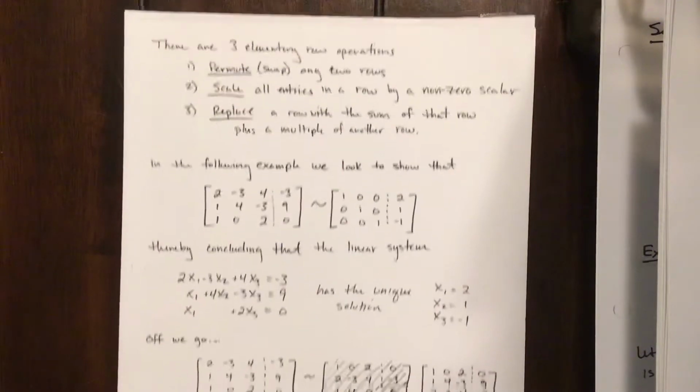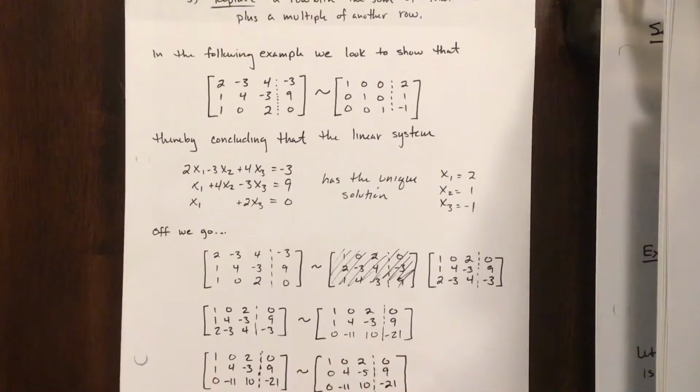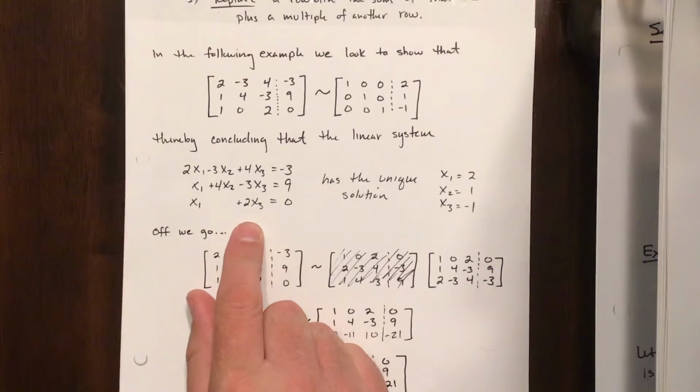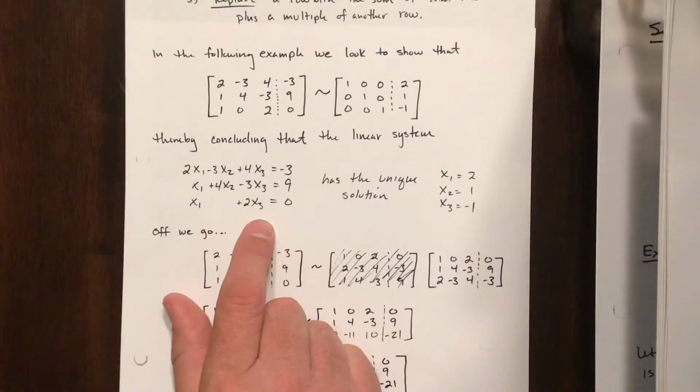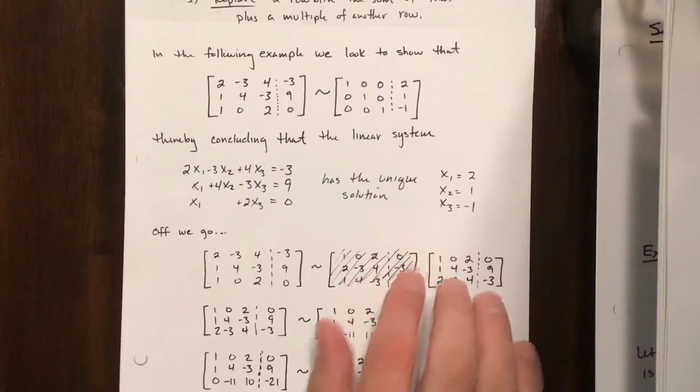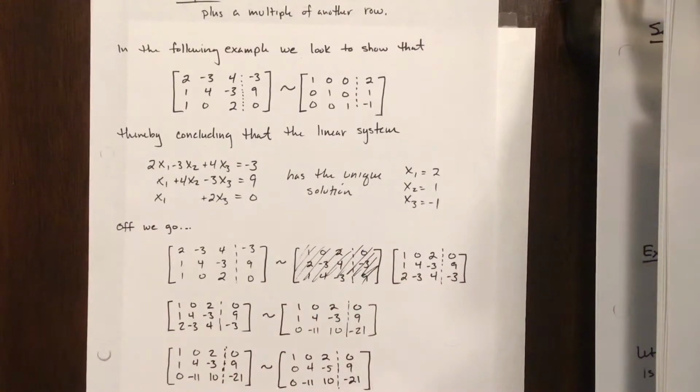So, here's what we're going to do. Okay, and this problem is going to take a while, so I apologize in advance. But we're going to go step by step on how this process works. We're going to take this system of equations, okay, 2x1 minus 3x2 plus 4x3 is negative 3, and so on. And we are going to conclude that this system of equations has the same solution set as this system of equations. And obviously this system of equations is quite easy to solve. We know x1 is 2, x2 is 1, and x3 is negative 1.